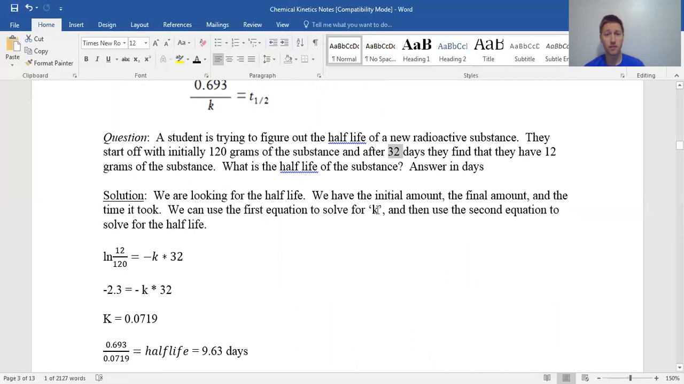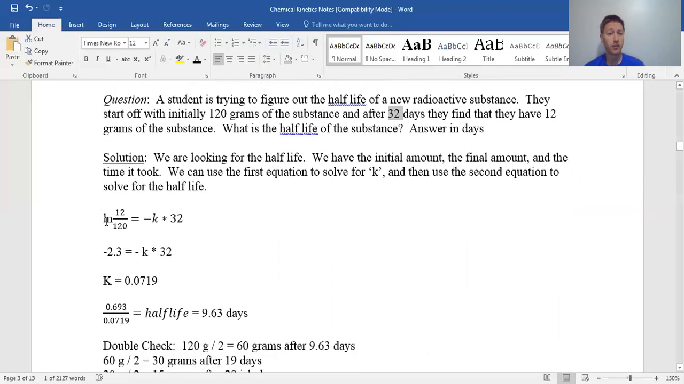We're going to use the first equation first to solve for K, and use the second to solve for the half-life. Do note this log, but this is natural log. So watch out on your calculator. You actually have 2 log buttons.